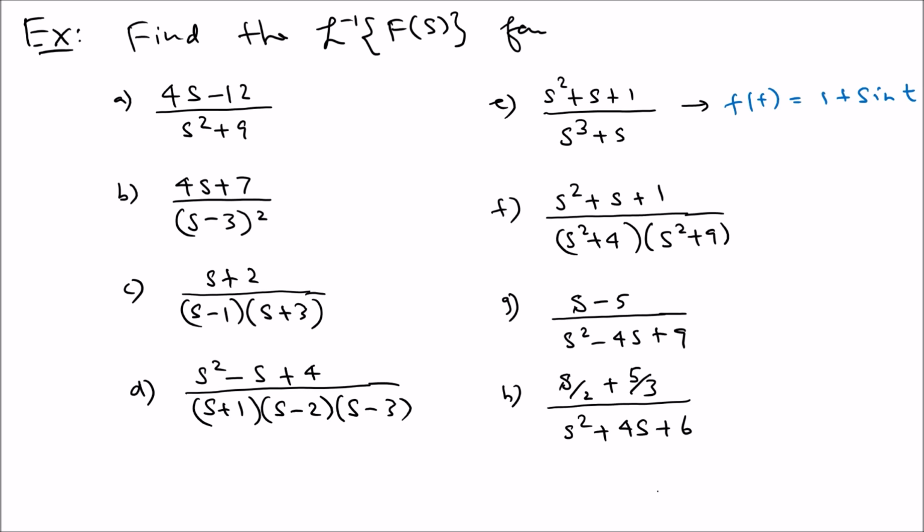I'm going to give the answer for the last one also, so let's see whether you get this answer for that. So it has to be 1/2 e to the negative 2t cosine square root 2t plus square root 2 over 3 sine square root 2t. See whether you get that as the answer for the last one.